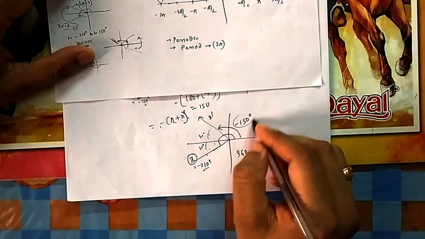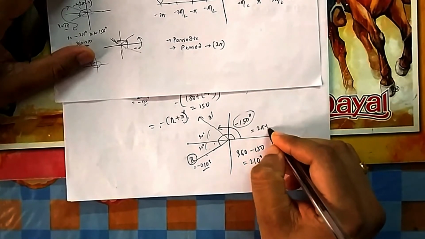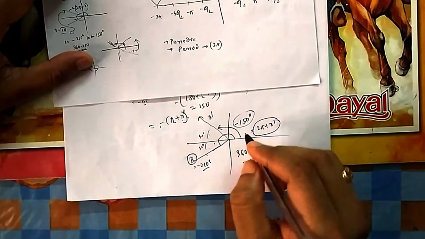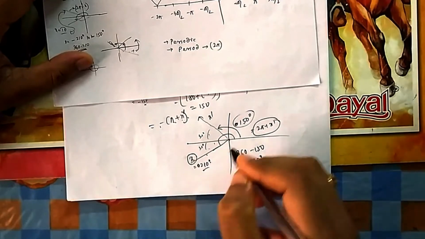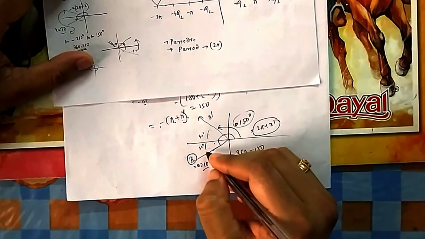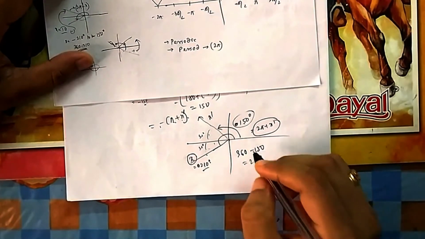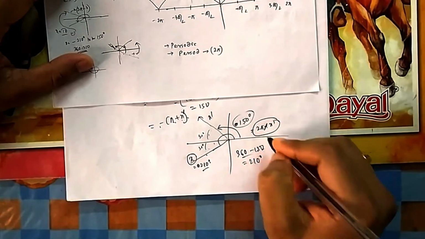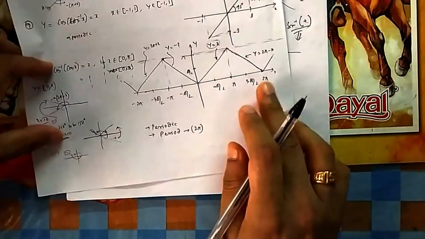So if you add this one, that means 2 pi plus x dash will give you minus 210. That is my, sorry, why am I writing minus? This is positive only. 150, this is 30, this is 30, so this is 210. So it should be 360 minus this one, so 2 pi minus x. So 2 pi minus x dash. So that's why it is 2 pi minus x.